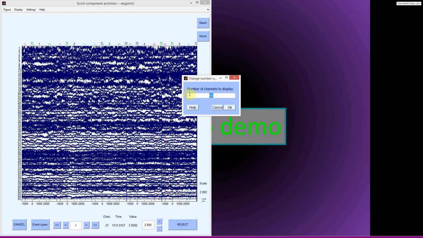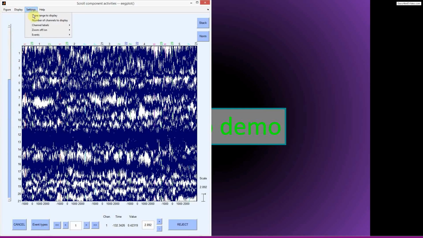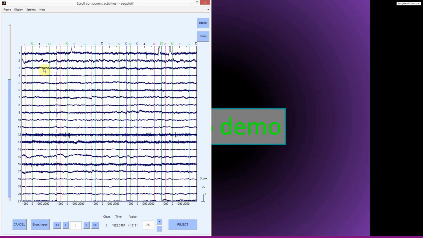So here is all 65 components. It's a bit too much to look at, so I like maybe the first 20, and then let's set this to maybe 25. Now already this is interesting. You can see the first component is going to be the blinks. That's very clear. We can already see some things that look suspicious.